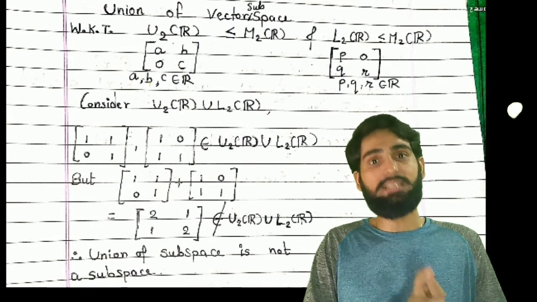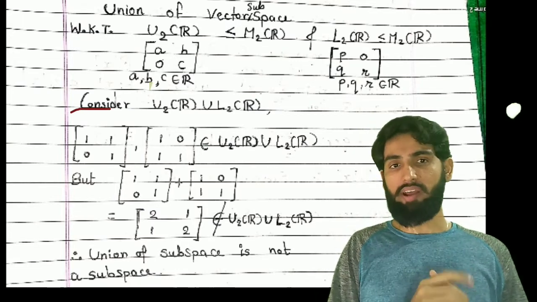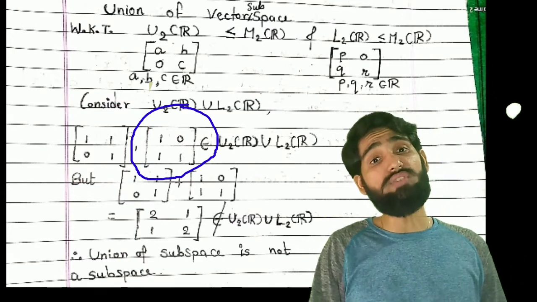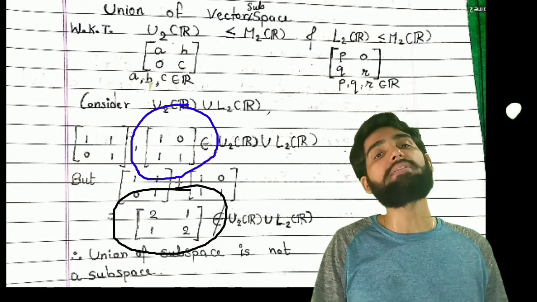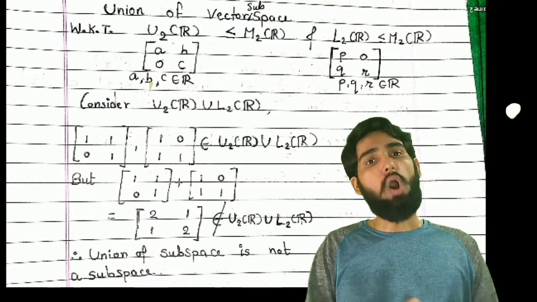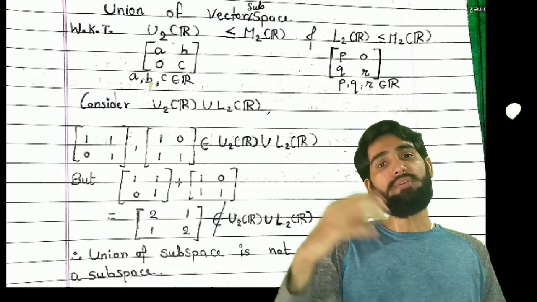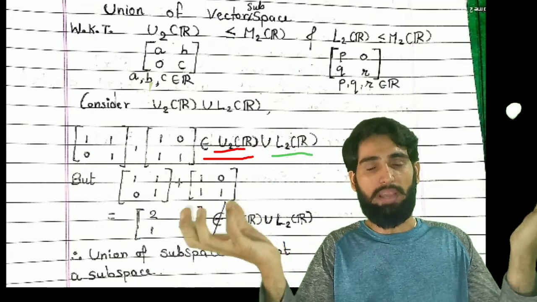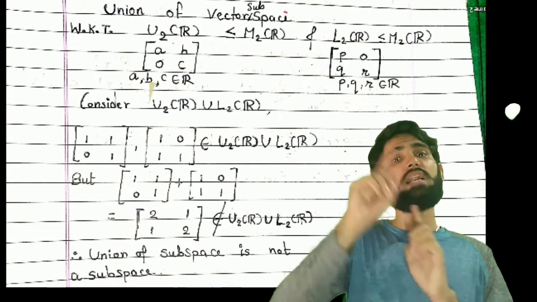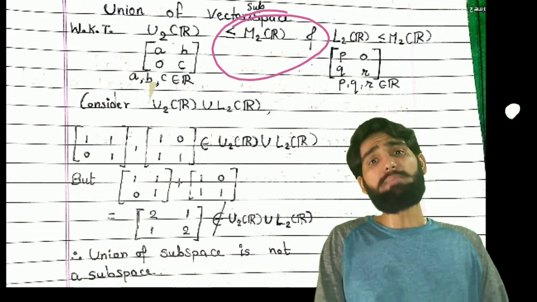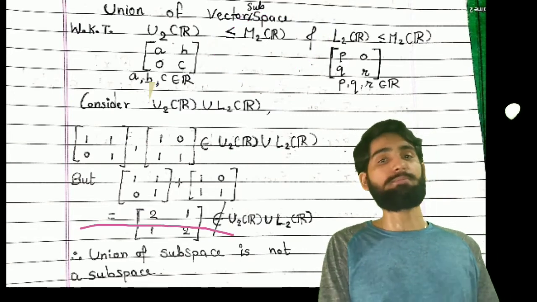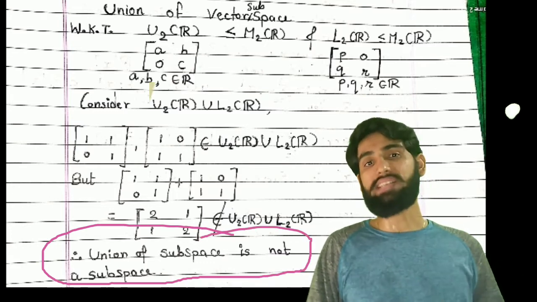Answer is no. If I add an upper triangular matrix like this with a lower triangular matrix like this, the new matrix which is formed is neither an upper triangular matrix nor a lower triangular matrix. Correct? So we observe that when I add one element from one vector subspace and another from the other vector subspace, the new element formed is a 2 cross 2 matrix. That means the new element is an element of M2R, but it is not an element of the union. Hence we can conclude that the union of subspaces is not a subspace. This is one example.